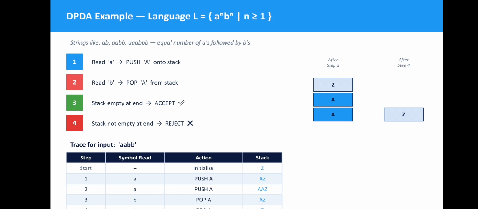As you can see, when it reads A, it pushes A onto Z, like Z is the initial stack symbol, okay, and then when it reads the A again, it pushes A, and then when it reads B, it pops out the A, then it becomes AZ. That's how exactly it works. It's a simple example for this DPDA.